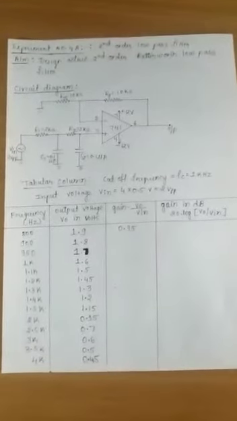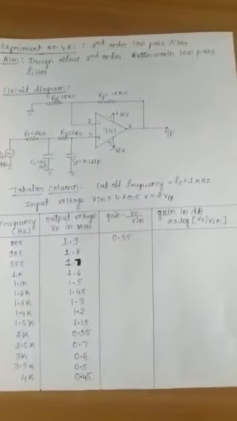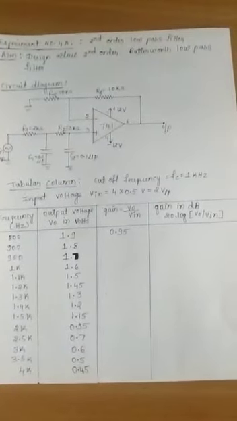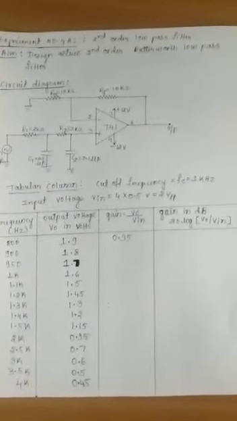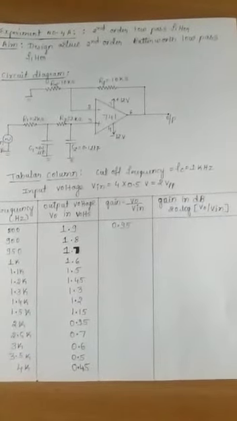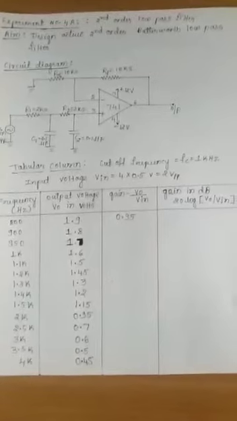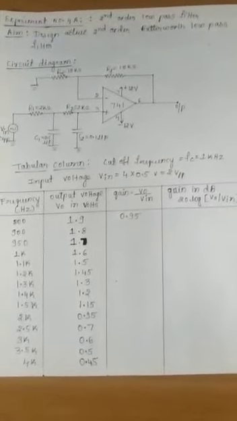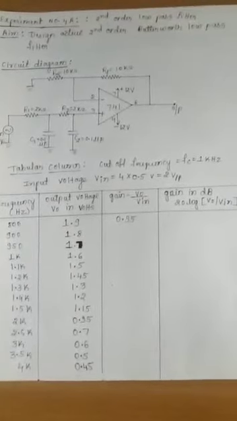Today I will do the experiment of second order low pass filter using 741 op amp. The aim of the experiment is to design the active second order Butterworth low pass filter using a 741 op amp. The circuit diagram for this one is shown in the figure here. Here we are using the 741 IC in the non-inverting mode.